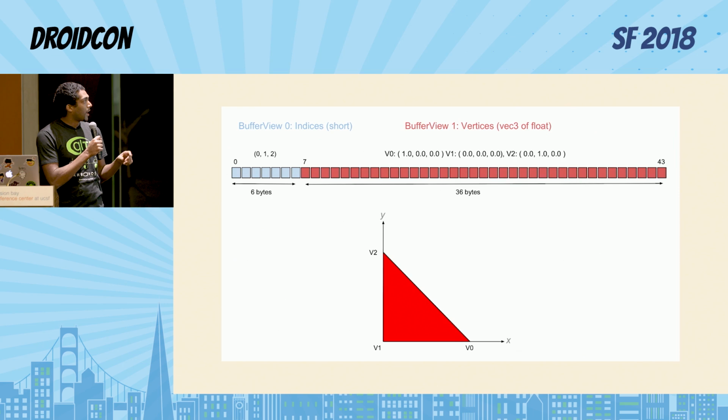So in this case, we're going to allocate 6 bytes, and we're using 2 bytes for shorts. So there's going to be 3 entries, and it's just going to say, look at vertex index 0, look at vertex index 1, look at vertex index 2. So that's the first 6 bytes.